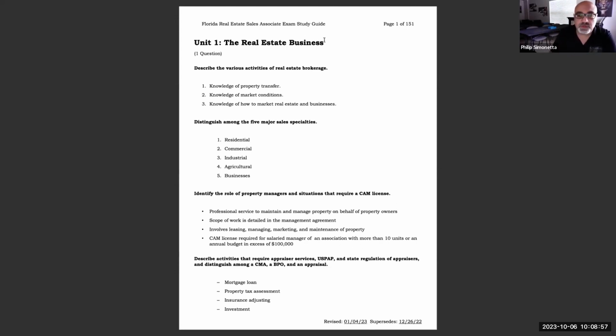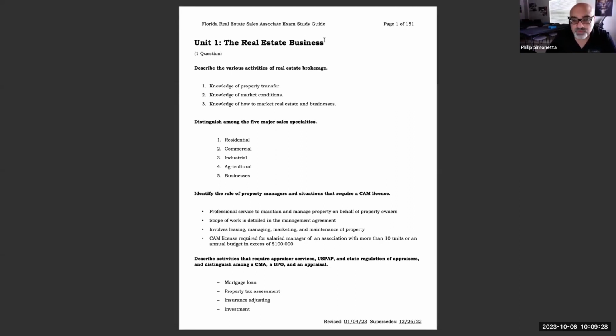The first thing you need to do is be able to describe the various activities of a real estate brokerage. It consists of 3 things: knowledge of property transfer, knowledge of market conditions, and knowledge of how to market real estate and businesses. That's the 3 activities. And there are 5 different sales specialties within those activities: residential, commercial, industrial, agriculture, and businesses.